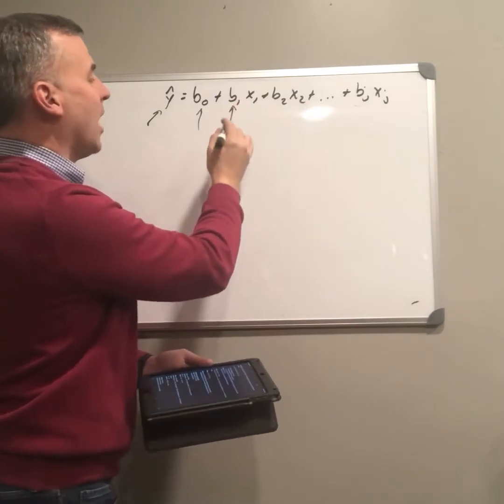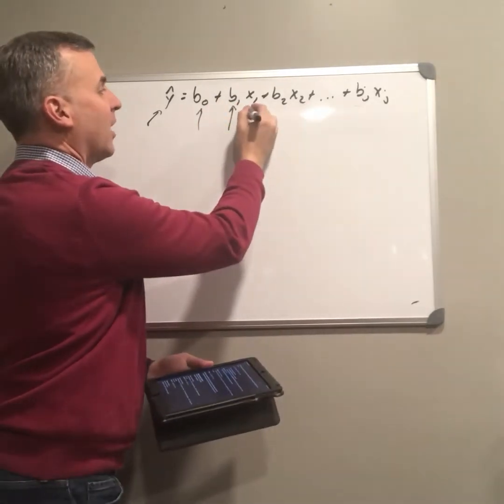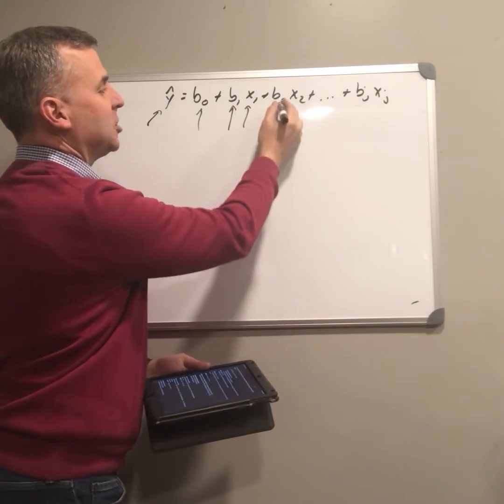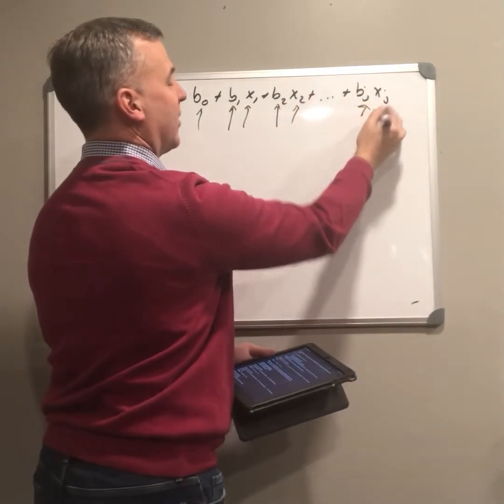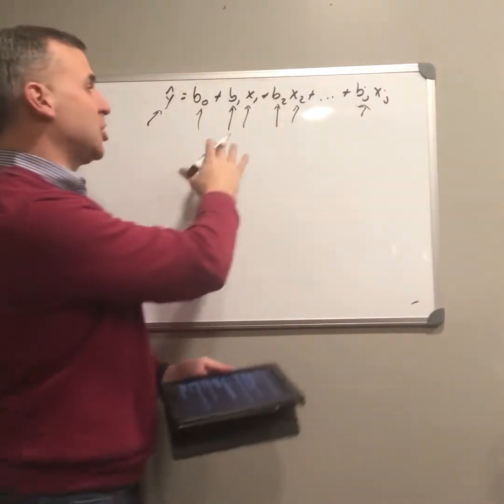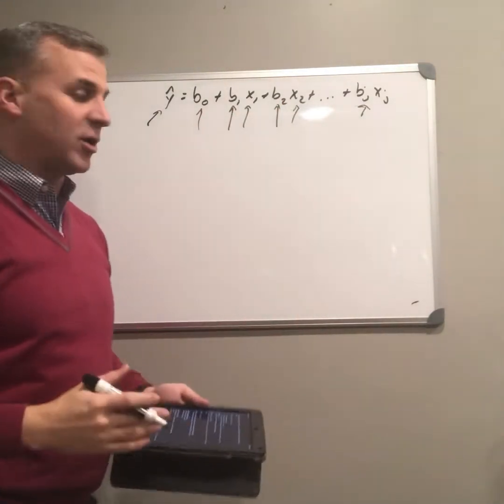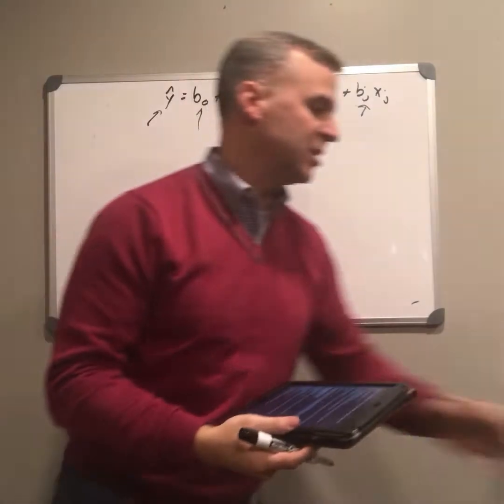This is b sub 1. This is a partial rate of change for x sub 1. The partial rate of change for x sub 2, all the way out to the partial rate of change for x sub 3. These are our regression weights for each of our predictor variables. Let's talk about how that might be interpreted.